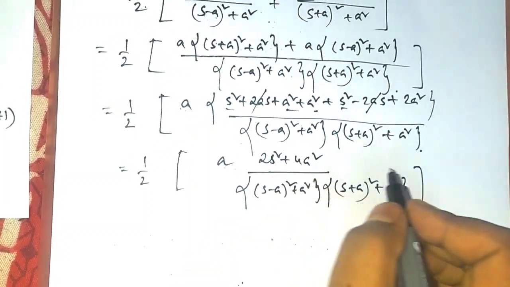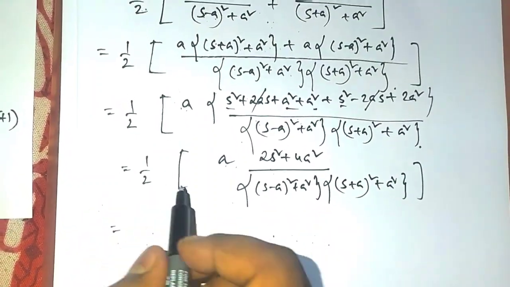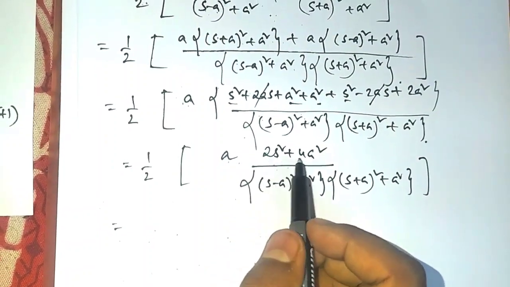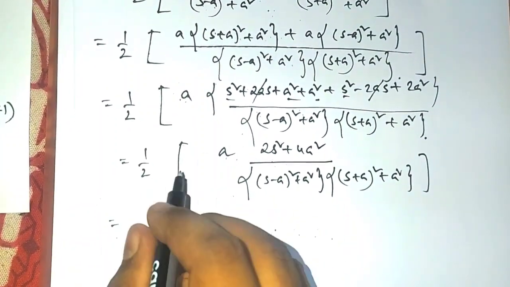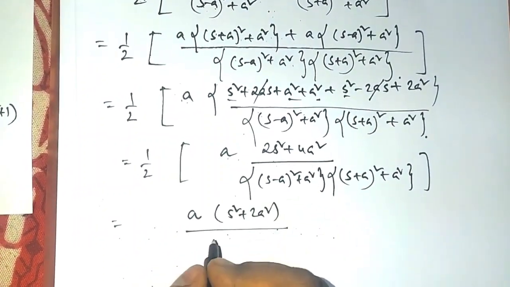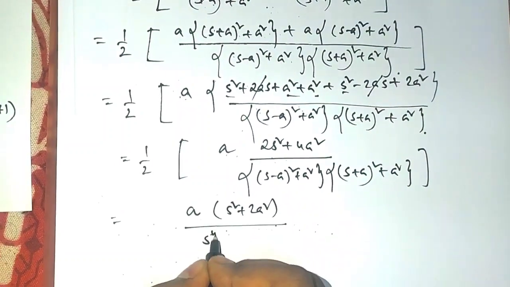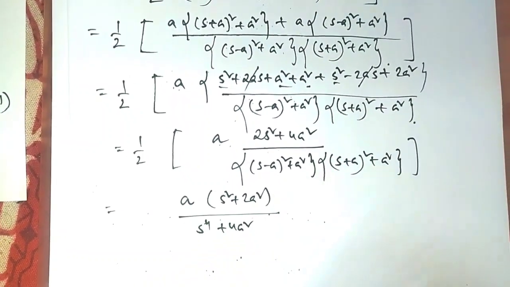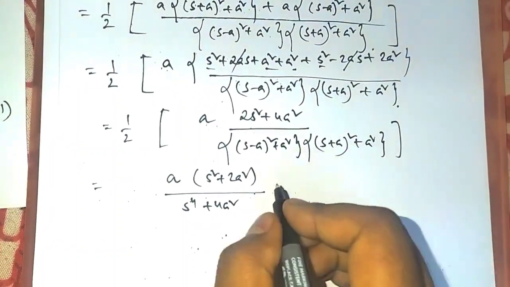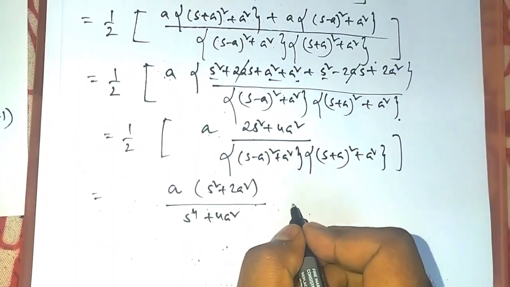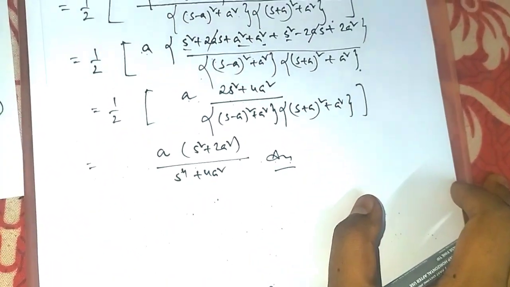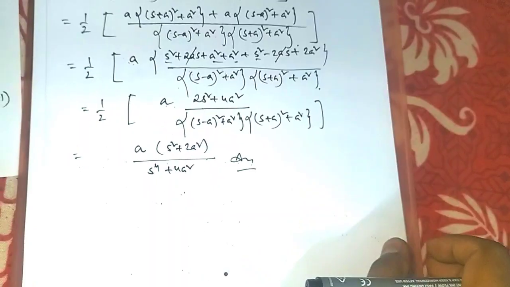Okay, so from here we can write this half. From here I can take common 2 into a square plus 2 a square, so 2 will vanish, so a into a square plus 2 a square by, from here you can write, s to the power 4 plus 4 a square. Make this calculation. Okay, this is the answer. If you face any problem then send me a mail, I will solve it.